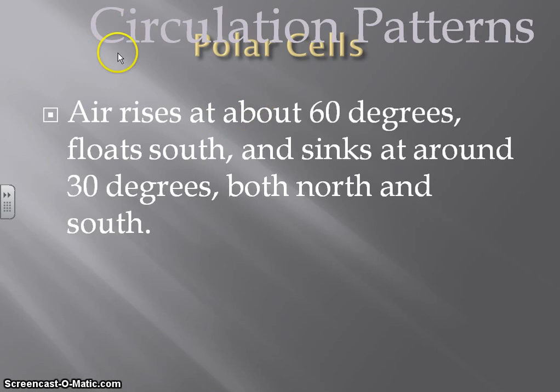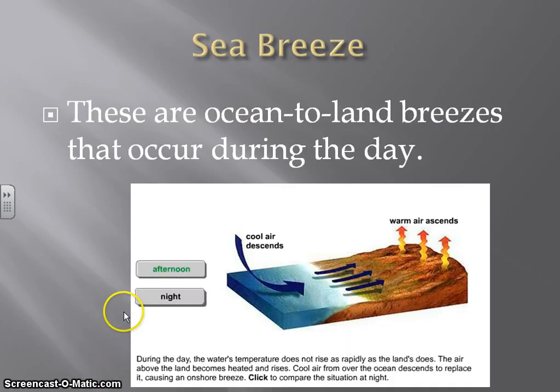The polar cells are the ones that happen up here at the North Pole and the South Pole. Here's another type of wind. We'll call this one a sea breeze because it originates from the quote-unquote sea. Everybody that's ever been to the beach knows that the sand feels a whole heck of a lot hotter under the hot sun than the water does, and it's because its heat capacity is a whole lot lower.